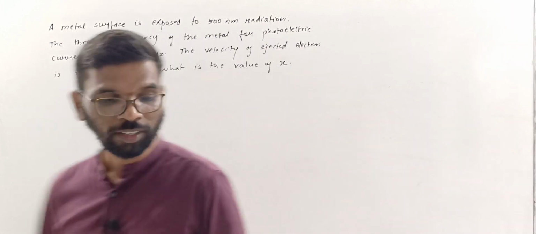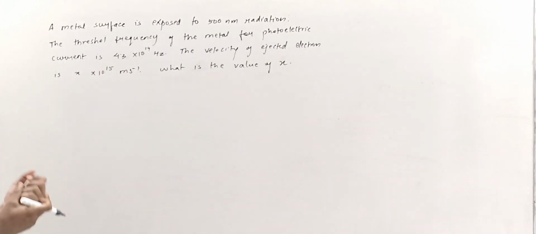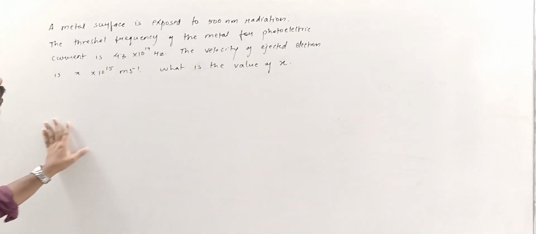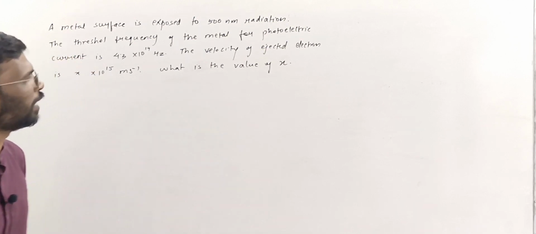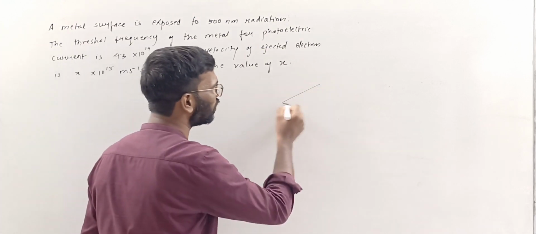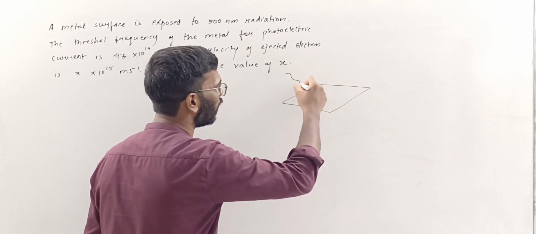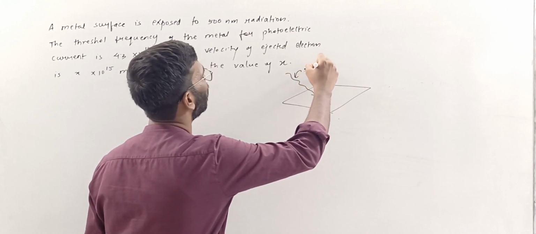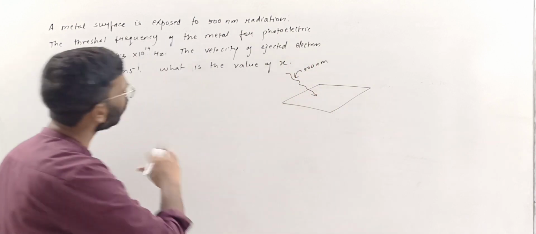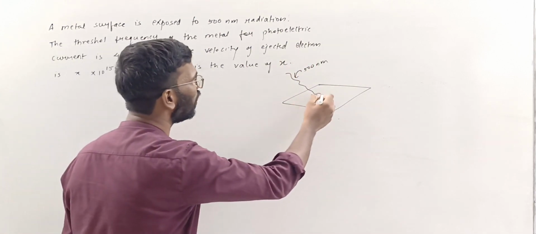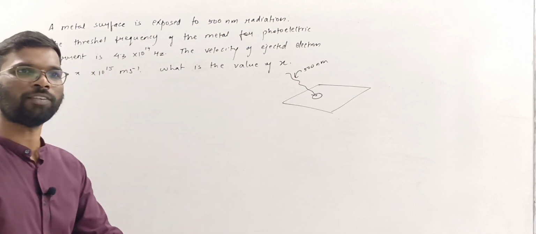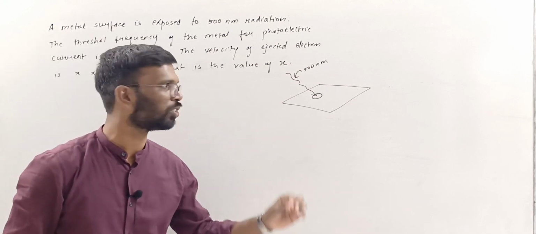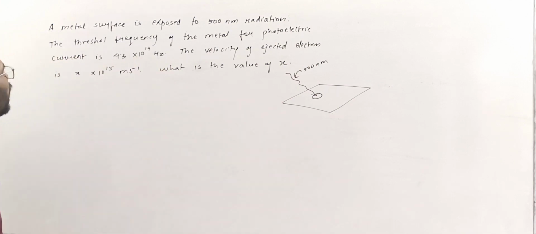Okay, here is the question based on the photoelectric effect. A metal is exposed to 500 nanometer radiation, which means there is a metal plate and you are irradiating it with radiation whose wavelength is 500 nanometer. A threshold frequency will lead to energy, right? Frequency will have a corresponding amount of energy. So, threshold frequency for the photoelectric current.